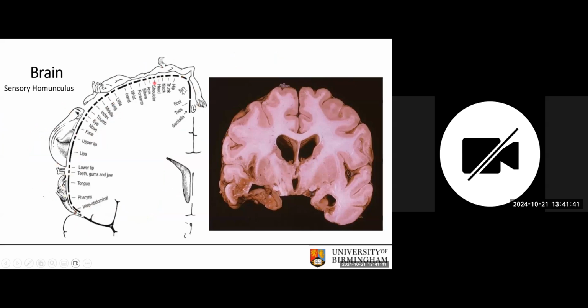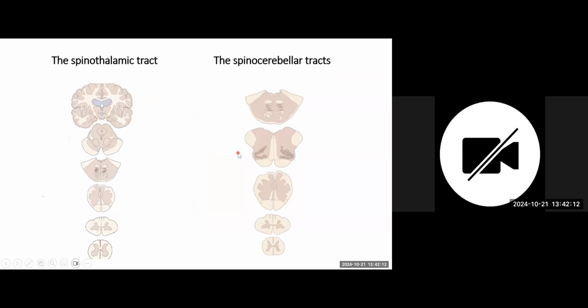So you may have seen this before. This is the homunculus. So that is how the information is located or related here in the brain. So for example, the feet are located here, in our midline region. So the face will be located more laterally. So this is sensory, how it will be perceived in the brain.